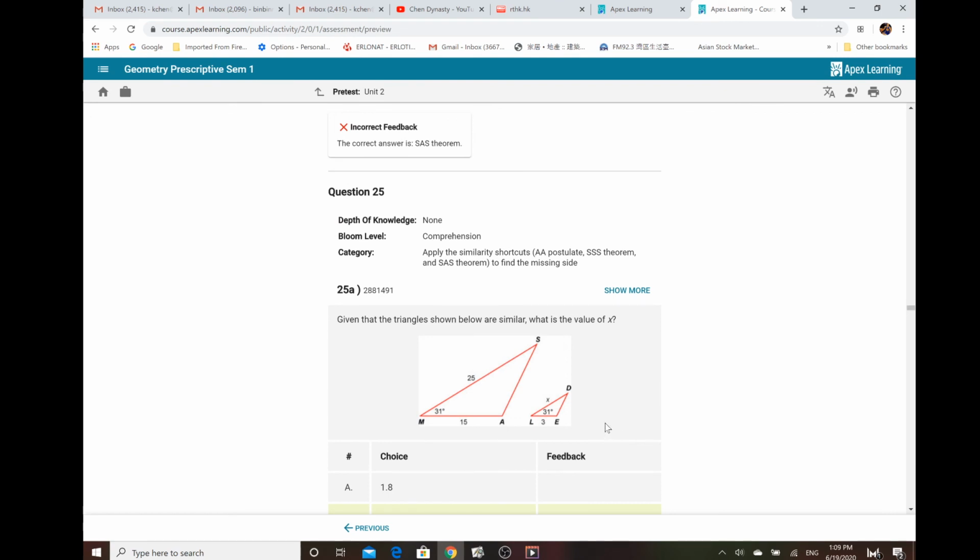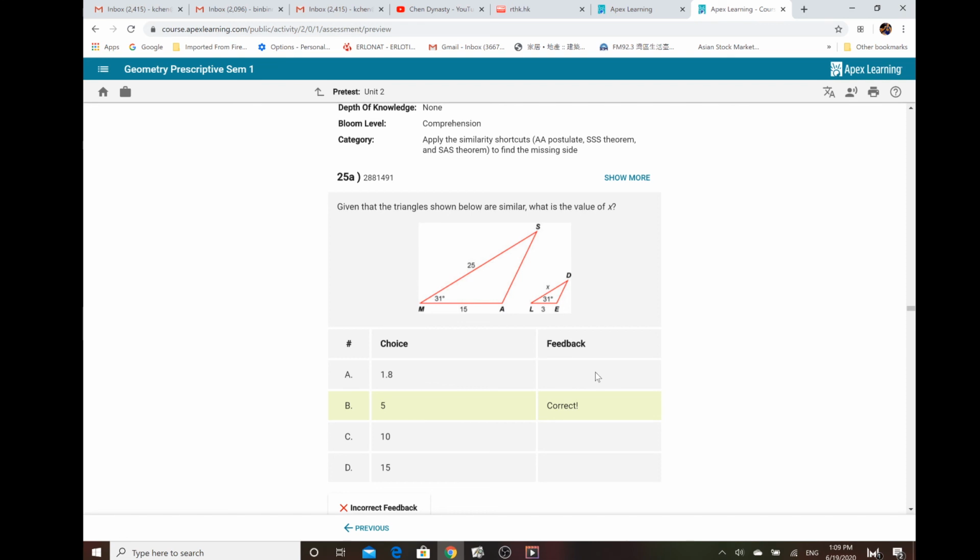And then for 25, given that the triangles shown below are similar, what is the value of x? For this one you want to use proportionality. You can set up the equation as 3 over 15 equals x over 25. So 3 over 15 gives you the ratio of 1/3. So 1/3 times 25 gives you 25 over 3. Wait, hold on a second. 3 over 15 gives you the ratio of 1/5. And then 25 times 1/5 gives you 5.